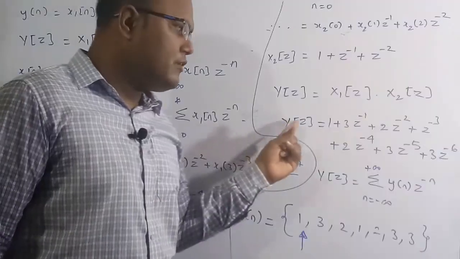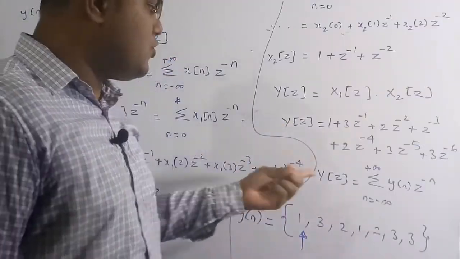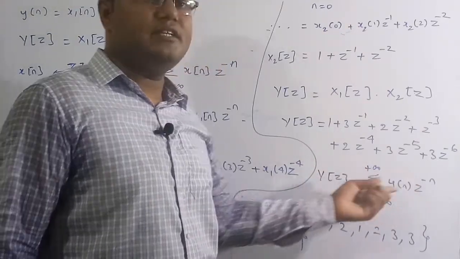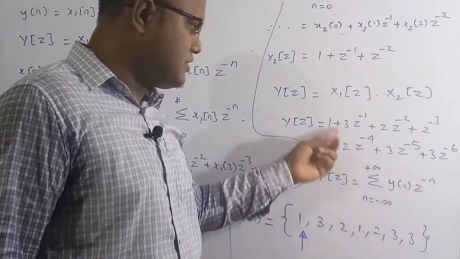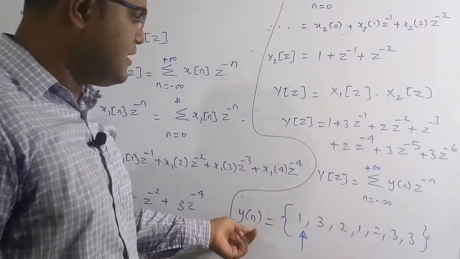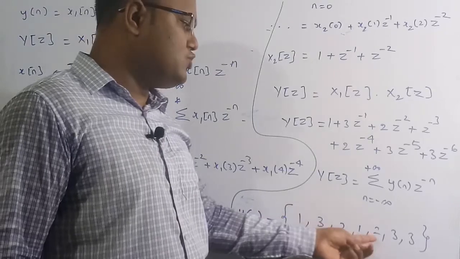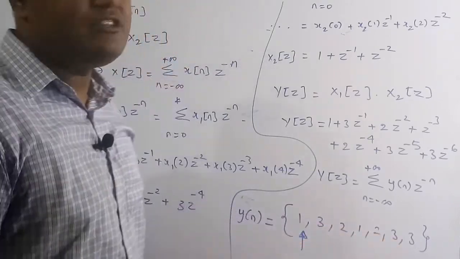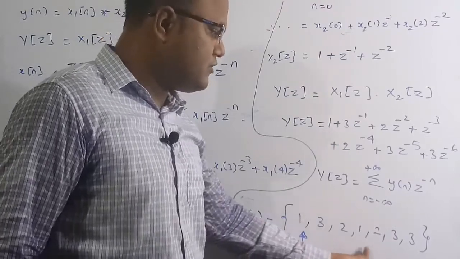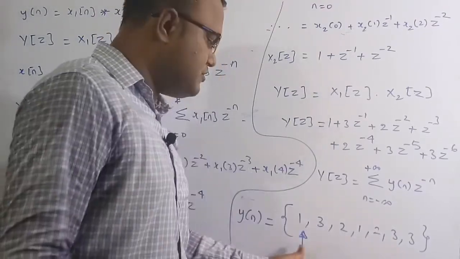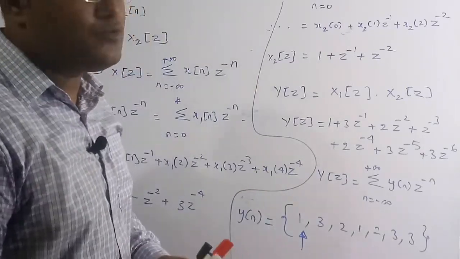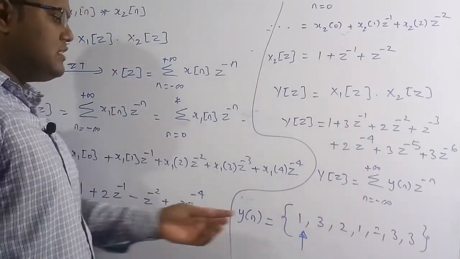Now we have to compare with the standard equation. We all know y of z is equal to sigma of y of n into z to the power of minus n. If you compare these two equations, we get y of n as 1, 3, 2, 1, 2, 3, 3. This is the sequence of this signal, for n is equal to 0, 1, 2, 3, 4, 5, 6. From 0 to 6 only the signal is defined, and at all other instants its value is 0.